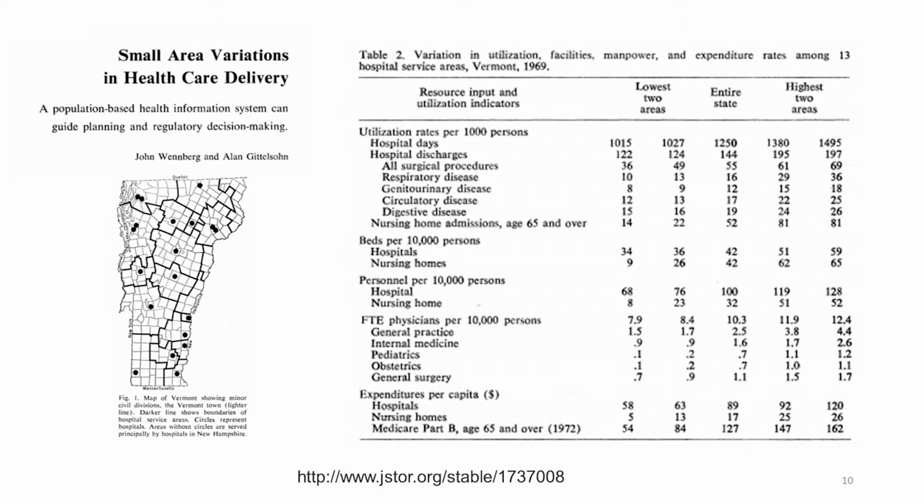In this study, they looked at healthcare delivery in the state of Vermont, and they noticed that there were differences and variations in healthcare delivery in the state. You can see that there are differences in surgical procedures, respiratory diseases, beds per person. These are things that we all compute now and work with when we look at hospitals. So population health is not new.